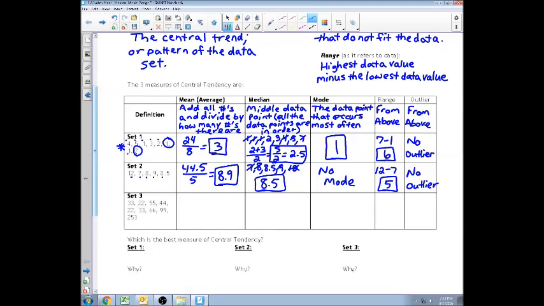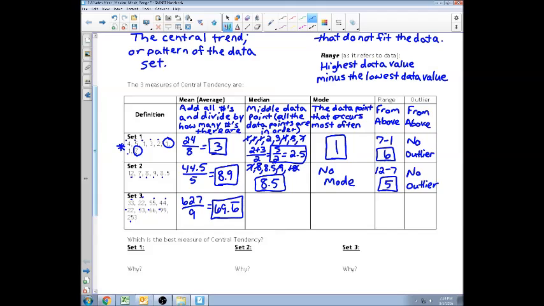Finally, set 3. Again, you need to add up all those numbers. When we add up all those numbers, we end up with 627 divided by 1, 2, 3, 4, 5, 6, 7, 8, 9. 627 divided by 9 would be 69.6 repeating, or 69.67.